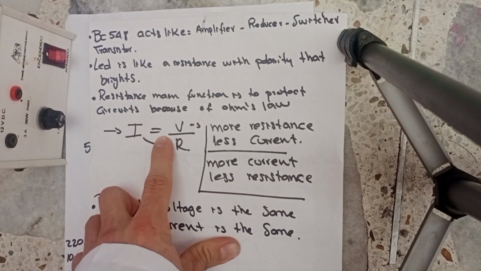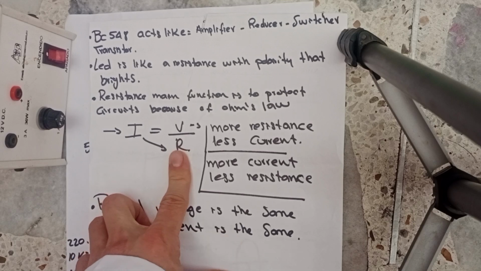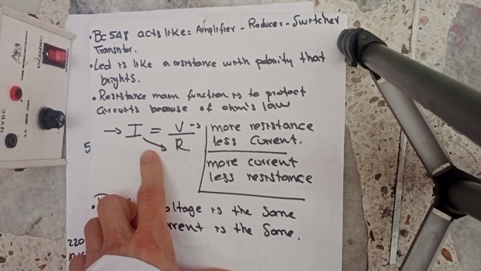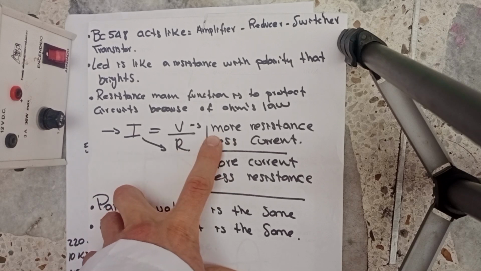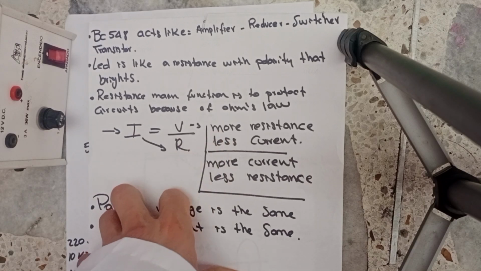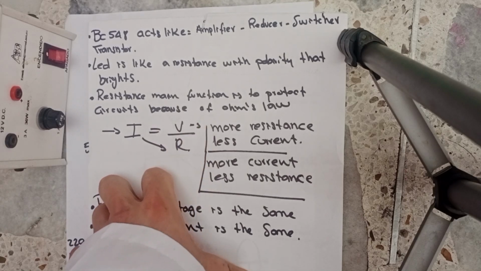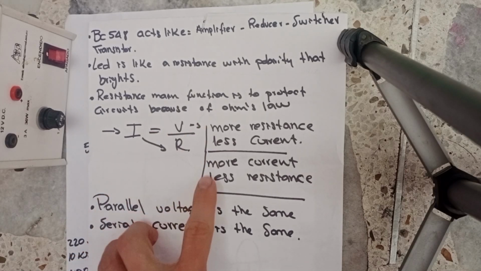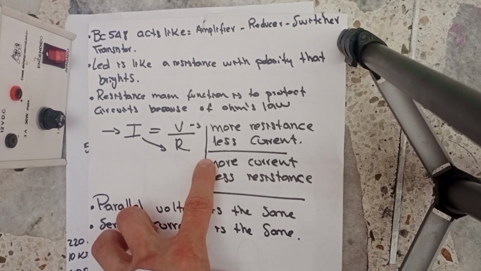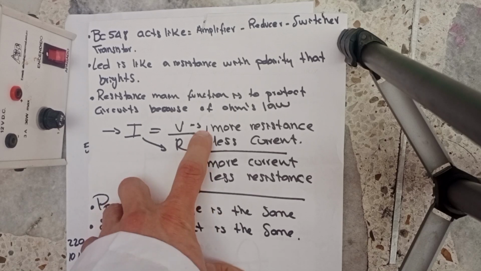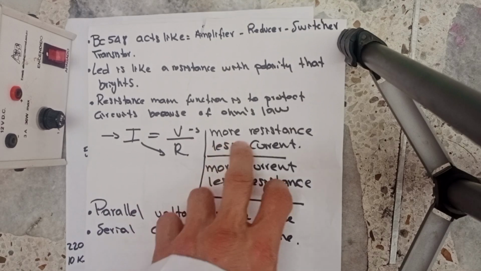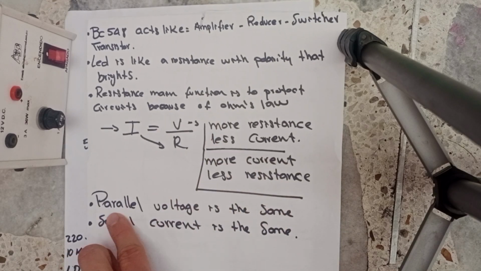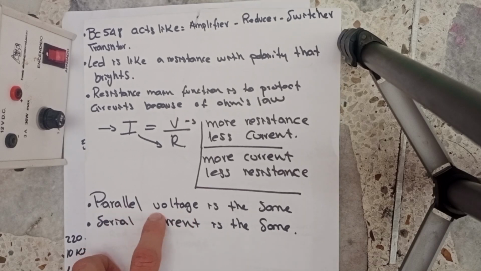Now the current is equal to voltage divided by resistance, according to Ohm's law. So we are saying more resistance, less current. More current, less resistance. This is the proportion. Also, you've got to recall that in parallel the voltage is the same, and in series the current is the same.